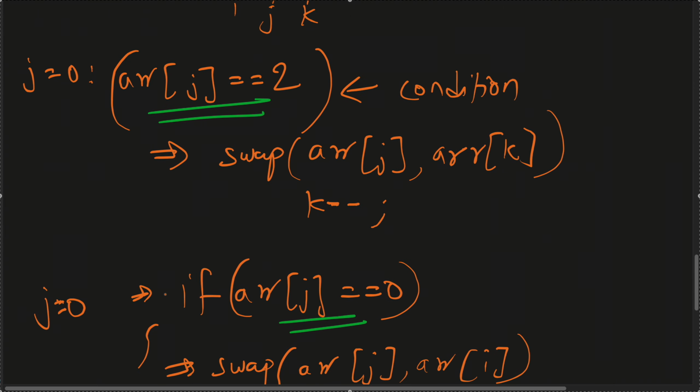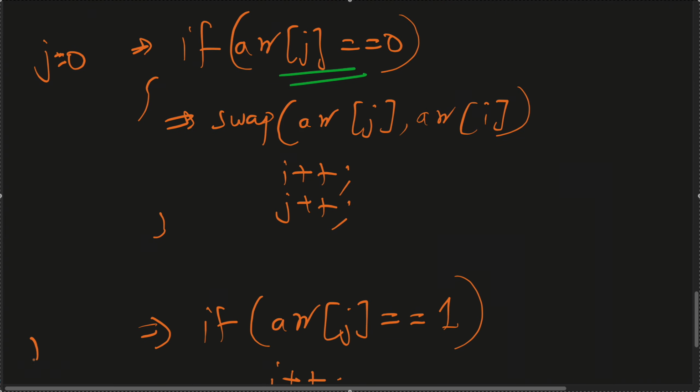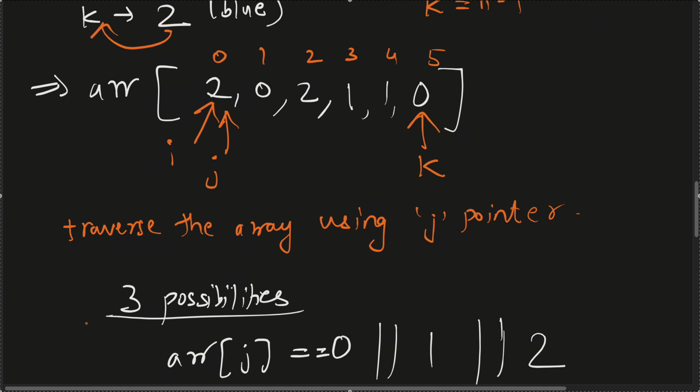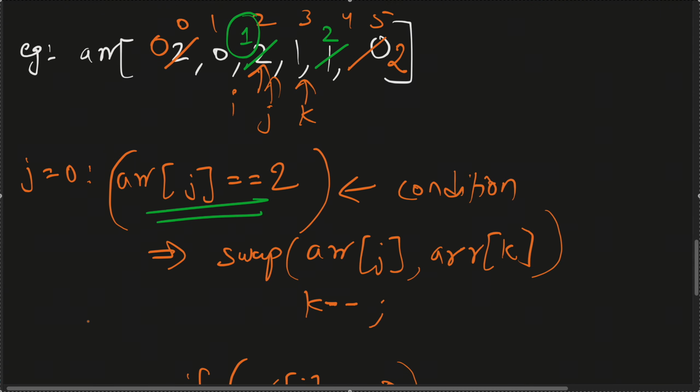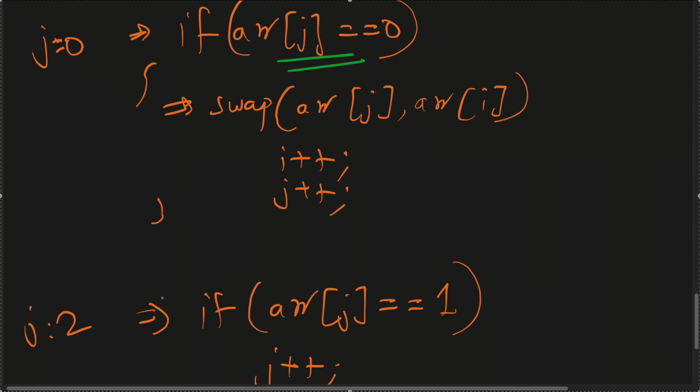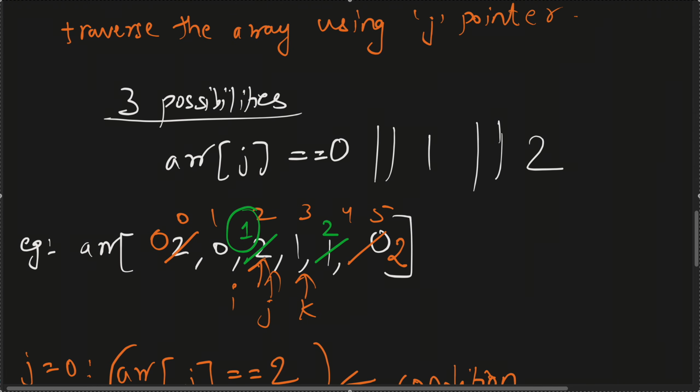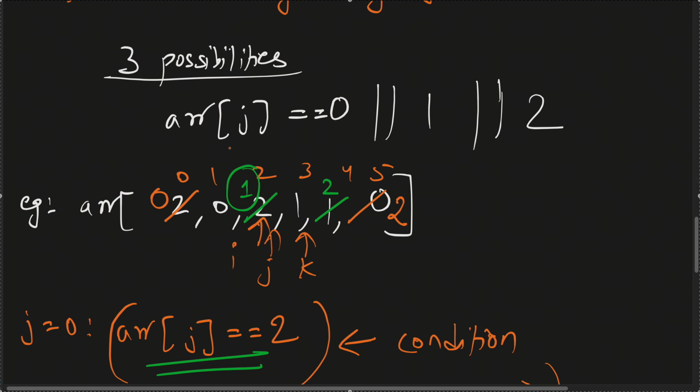So when j is at index 2, we have encountered that array of j is equal to 1, right? This is the updated value. So in that case we will just increment the j pointer. I pointer is not incremented, only the j pointer is incremented. Now the j pointer is here, so i and j both are here, right?